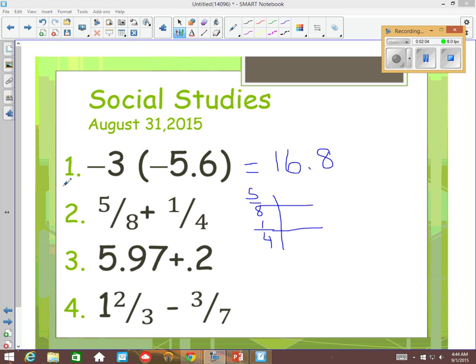Okay, the first one is pretty simple. You just multiply two negatives. It's a positive, so the answer is 16.8.